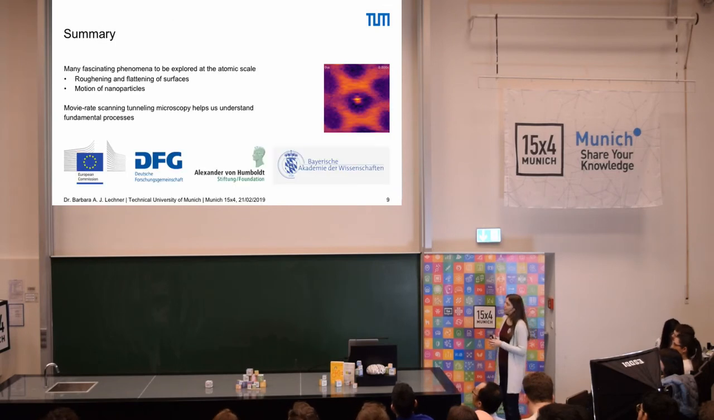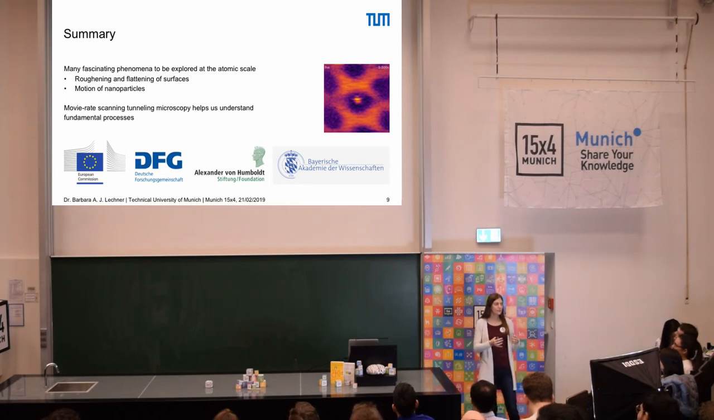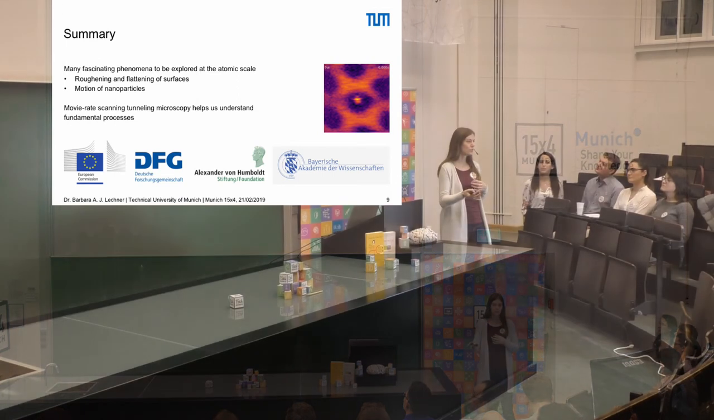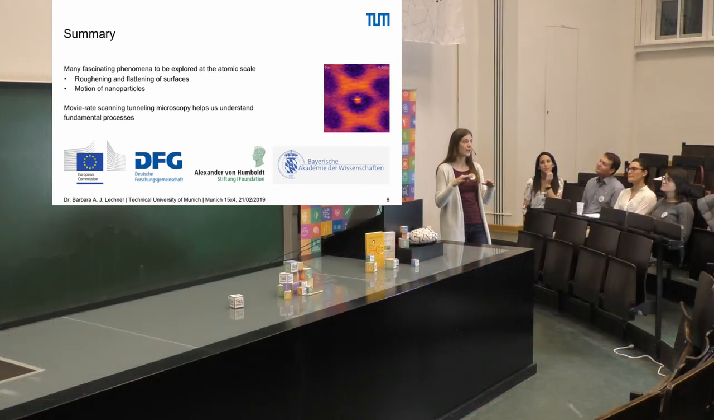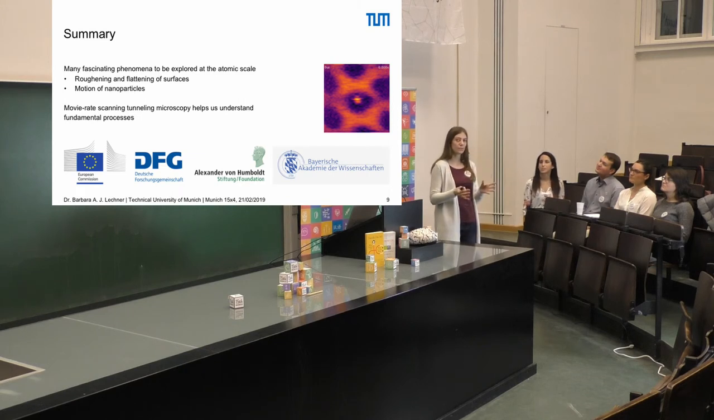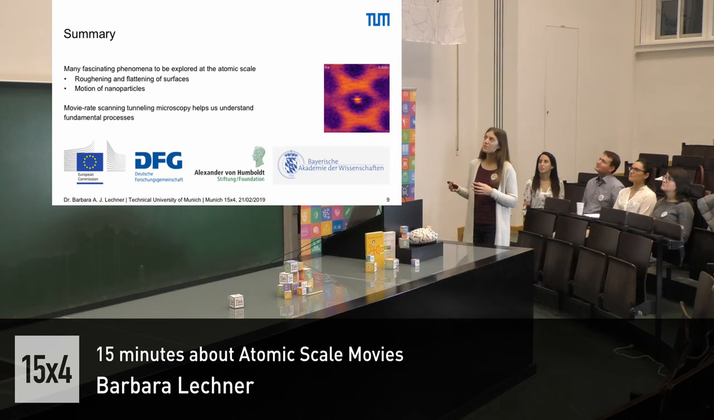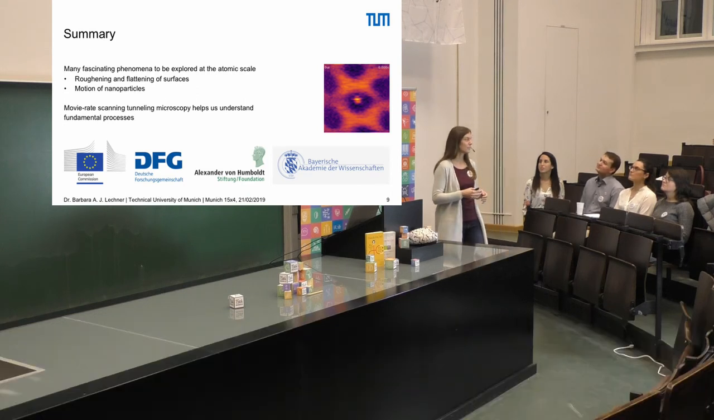So in summary, I've hopefully convinced you that we have a microscope where we can really look at phenomena on the atomic scale. We can look at molecules, nanoparticles, and so on. There are many fascinating phenomena to explore out there. I've just shown you two examples, looking at roughening and flattening of surfaces and motion of nanoparticles. But of course, our aim is to really watch a chemical reaction as it happens live and to understand all this on a very fundamental level. So the scattering timing microscope helps us to understand these fundamental processes, and by making it fast we are trying to get the time resolution to understand dynamics as well as structures.